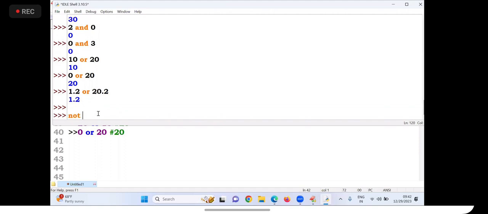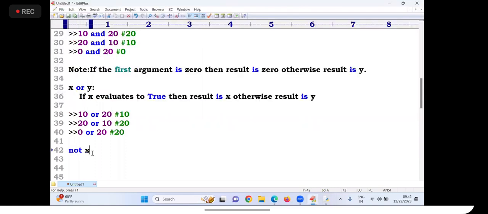Okay. I'm asking not 10. 10 means zero or non-zero? Non-zero. Non-zero means true. Not true means that is the only result. Simple, any value you can check, whether it is true or false. Then you have to take the opposite. That is, not X.